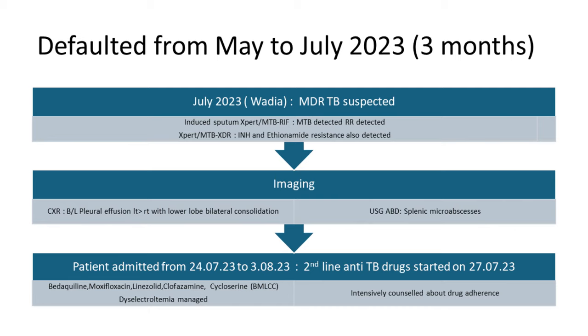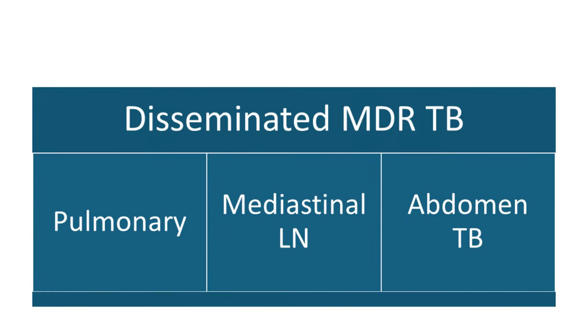So it just started as a probable mediastinal lymph node TB, and has now turned out, unfortunately, to be a disseminated MDR TB comprising pulmonary, mediastinal as well as abdominal TB.